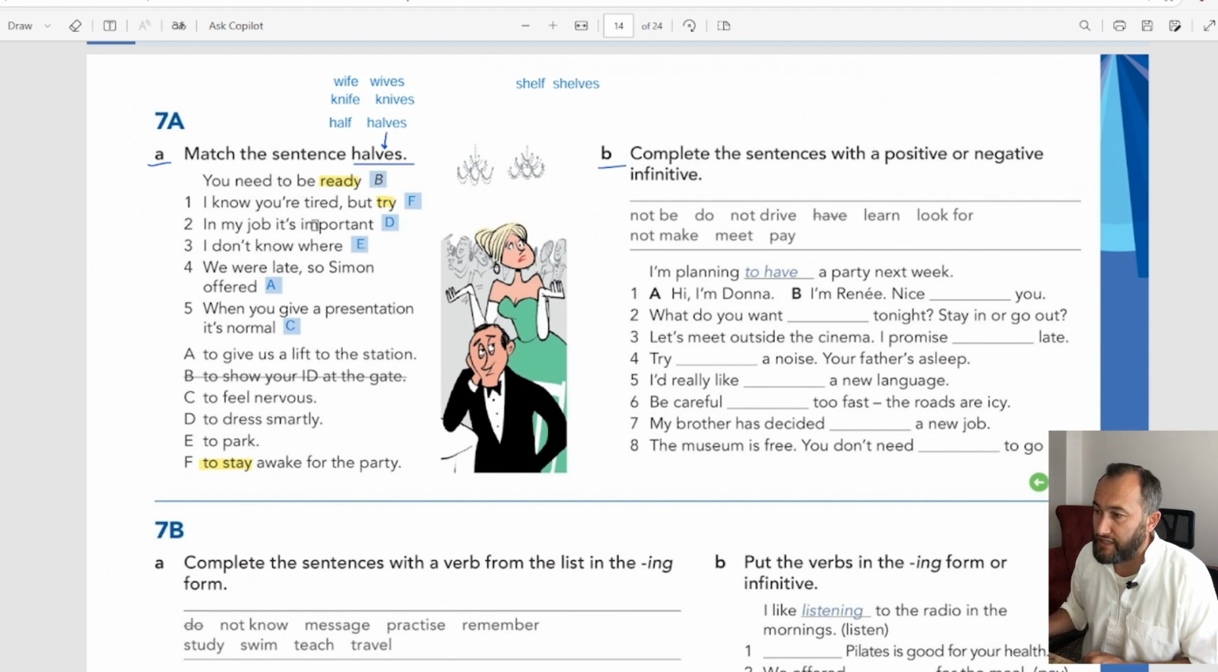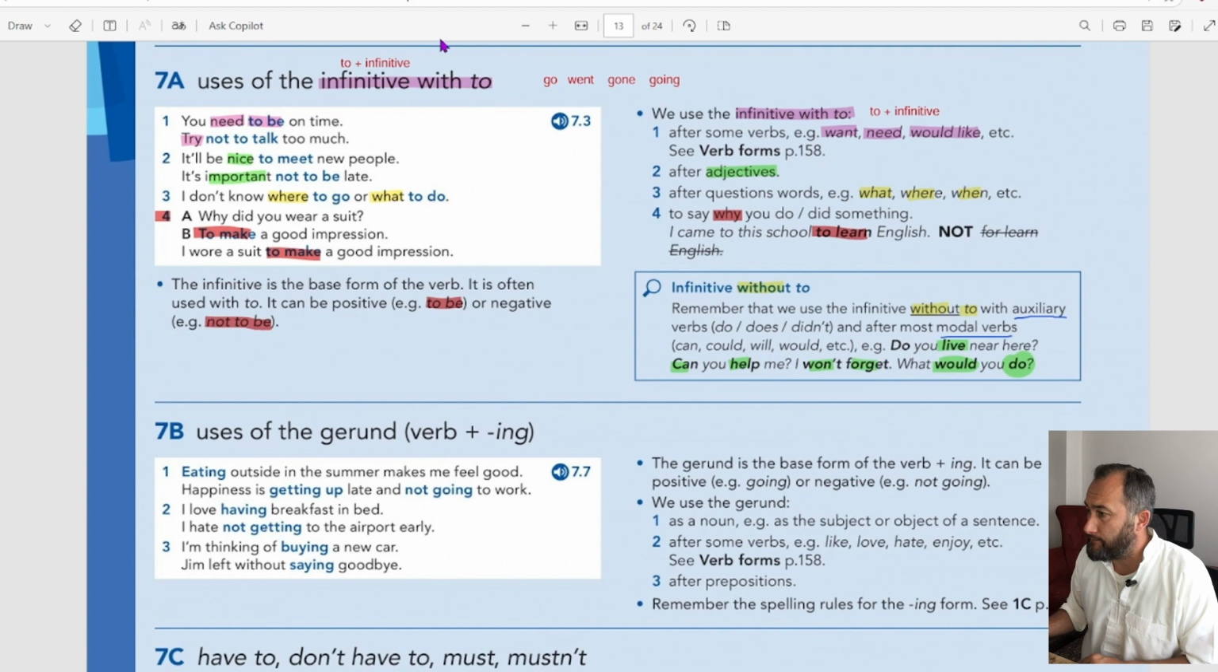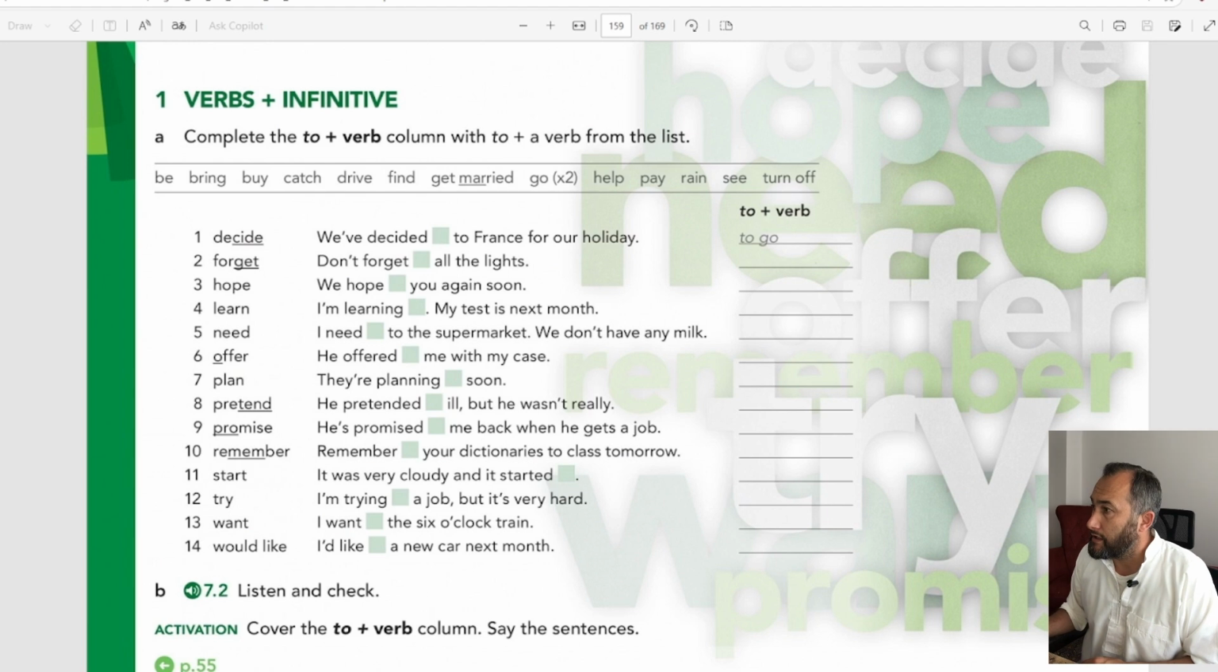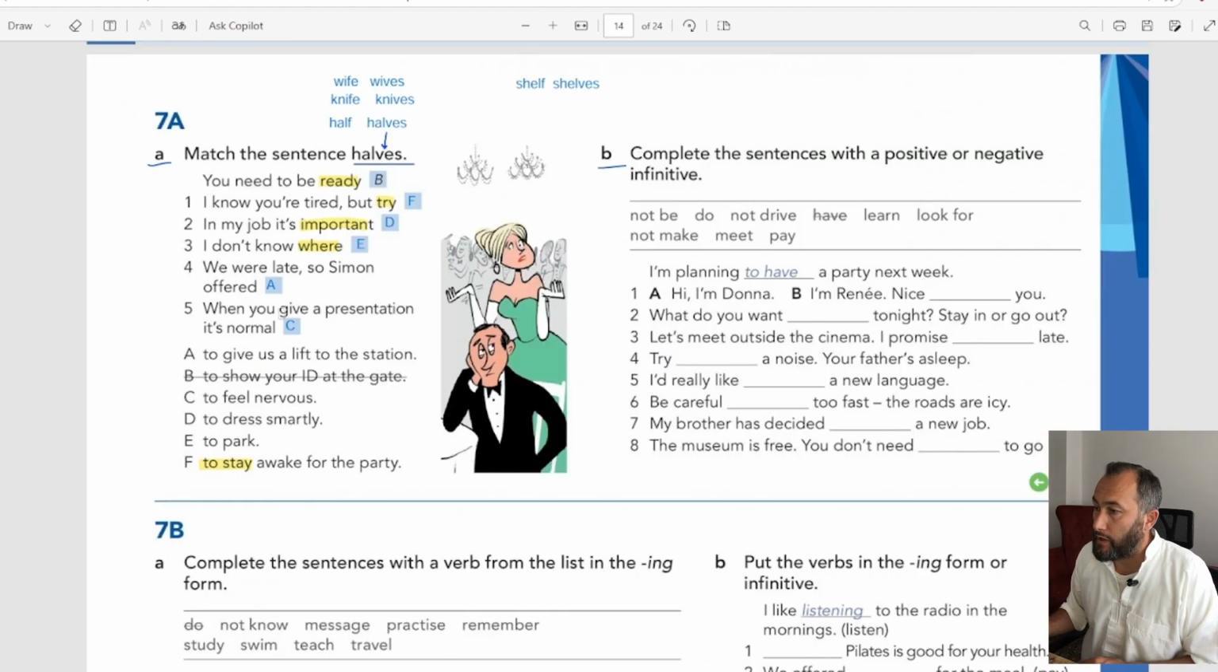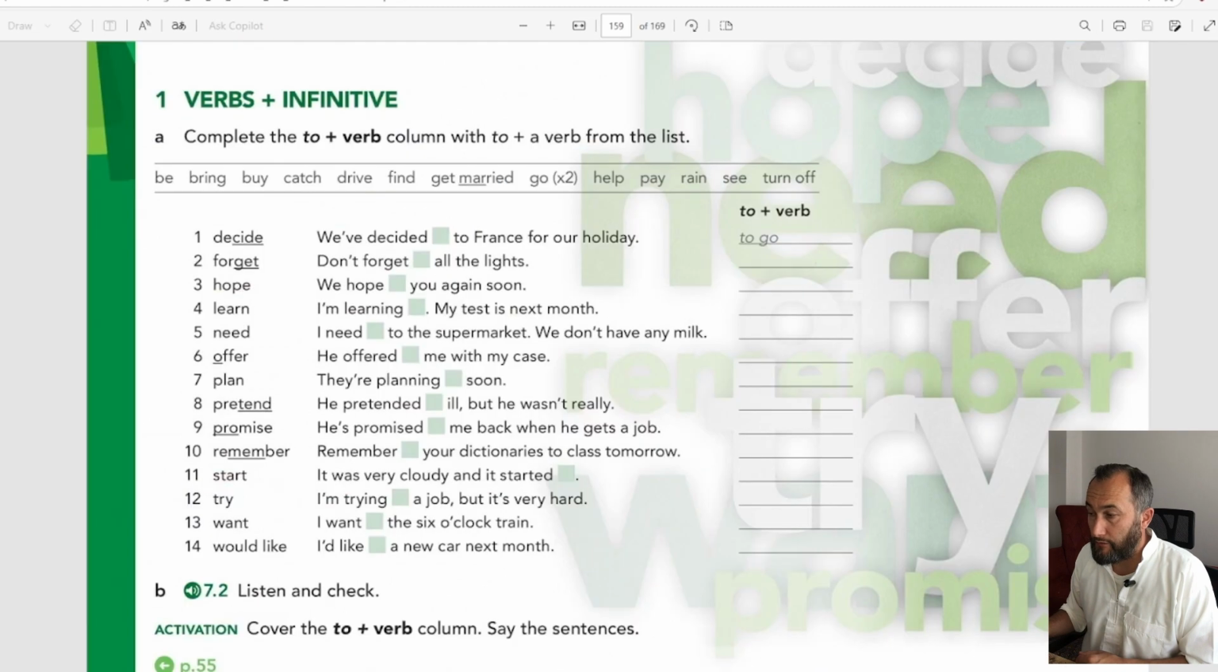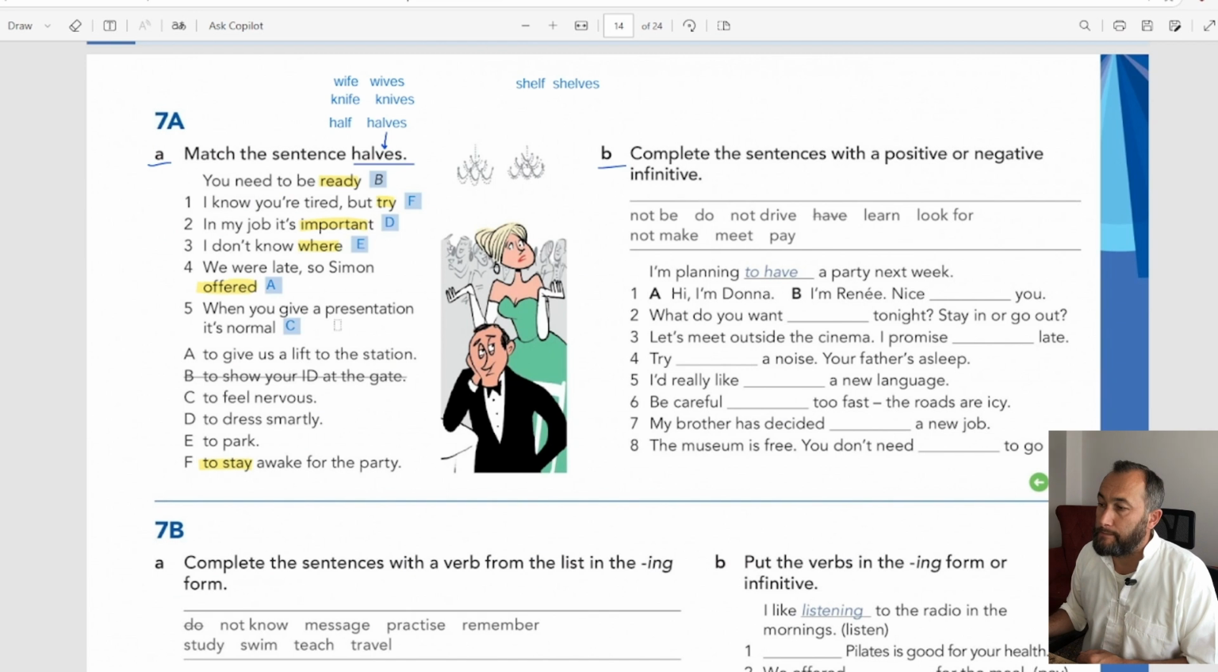And then important is adjective. After adjective, I must use to plus infinitive. Where? This is the rule number 3, I believe. After question words, we must use to plus infinitive. And then we got offer. Offer is a verb, after which we must use to plus infinitive. Where is that verb? Here, number 6, offer. Right? It is normal. Normal is adjective, guys. After adjective, we use to plus infinitive.